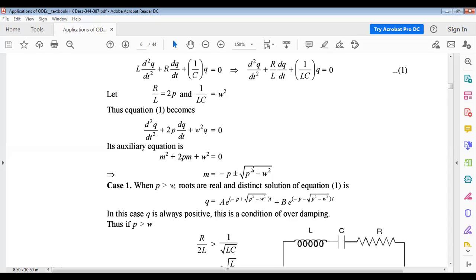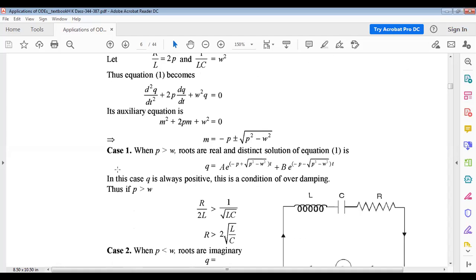Depending on p square minus omega square, different cases arise, because these are actually complex roots. Understand? So depending on p square minus omega square, we are taking some cases here. When p is positive and also greater than omega, then the roots are real and distinct solutions for equation 1.